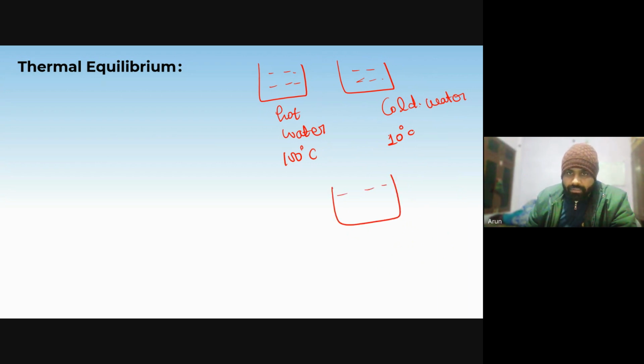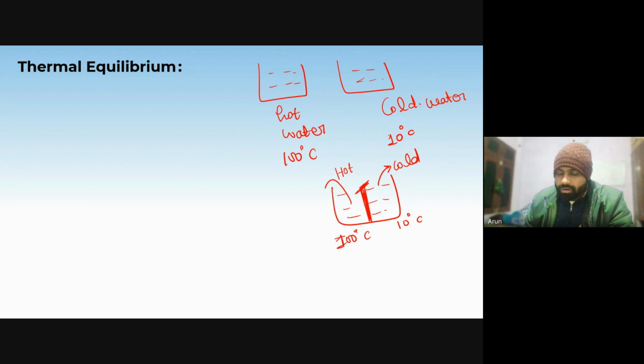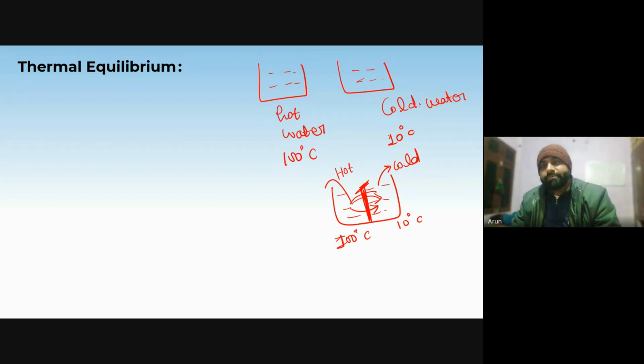Now we have a pot, and in between there is a wall. Here we have hot water, and here we have cold water. Now we measure the temperature. It is 100 degrees Celsius, and it is 10 degrees Celsius. We remove this stopper or this wall in between. So they will be allowed to mix with each other, which means they are transferring heat from higher temperature to lower temperature.